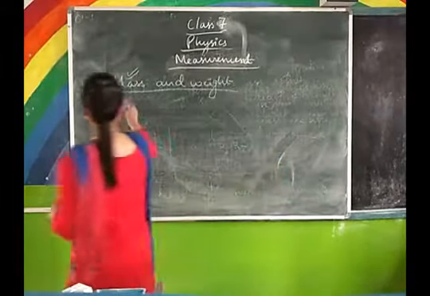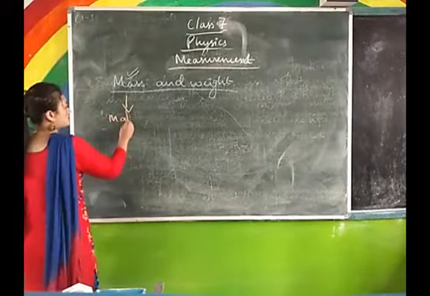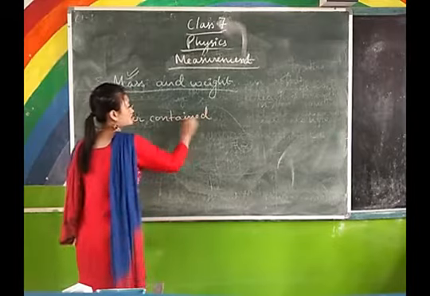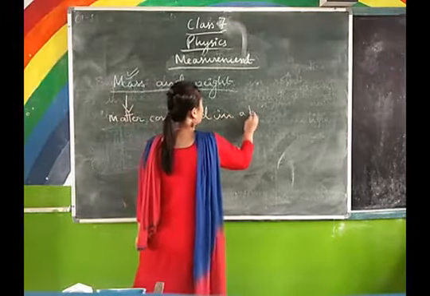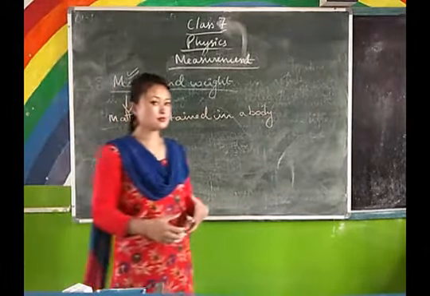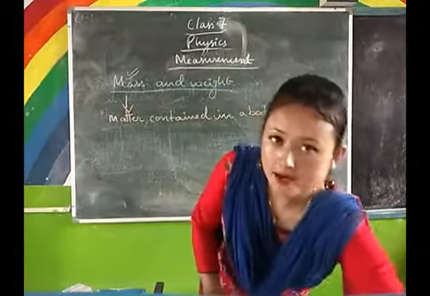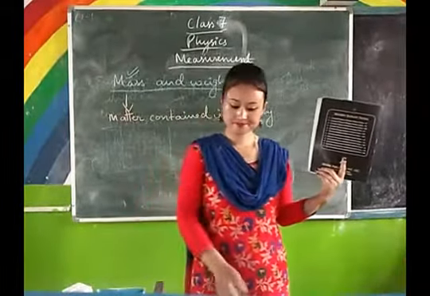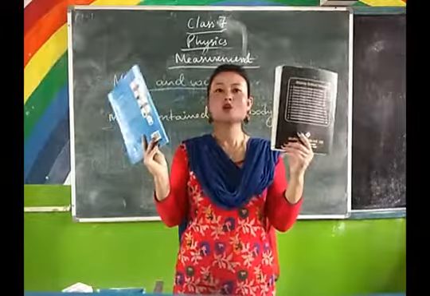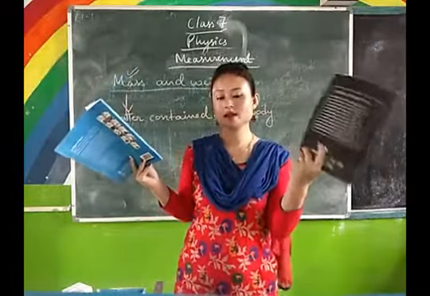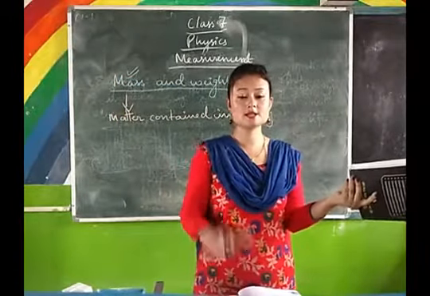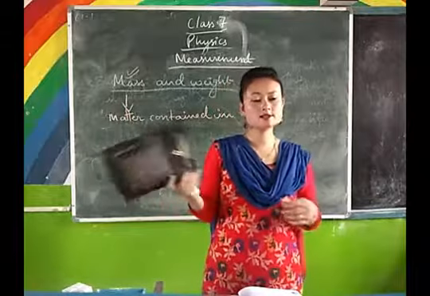Okay, so how do you define mass? Mass is defined as the matter contained in a body. The more matter contained, the more the mass. The lesser the amount of matter contained, the lesser its mass. So if you compare these two books, which one has more mass? This book has more mass compared to this one. You can make out from the size itself that this book contains less matter compared to the other book.